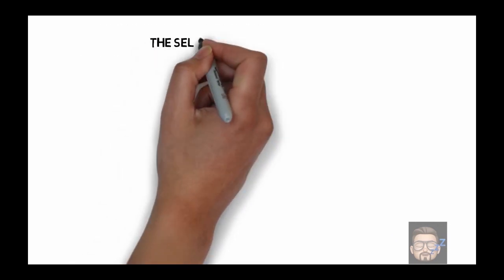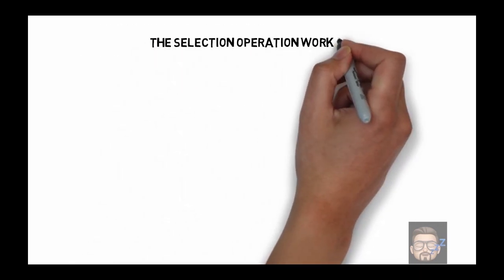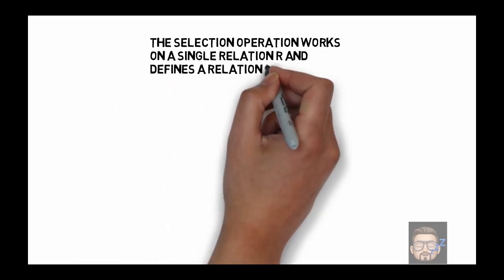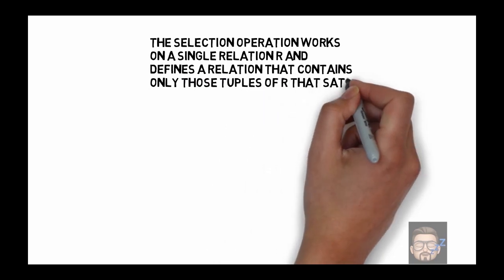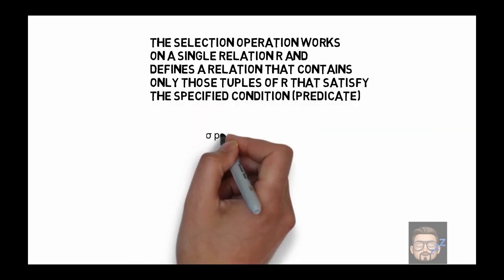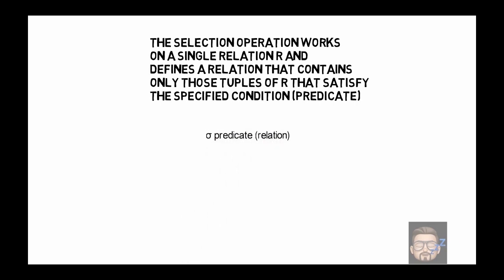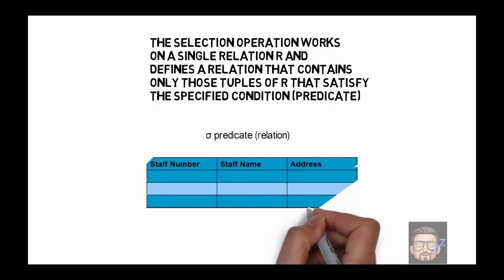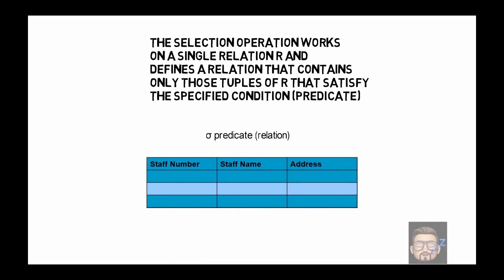Let's take a look at selection. Selection operation works on a single relation R and defines a relation that contains only those tuples of R that satisfy the specified condition or predicate. We will represent selection in relational algebra by using sigma. Sigma, predicate, and inside the parenthesis here is the relation. Predicate is our condition in the query.